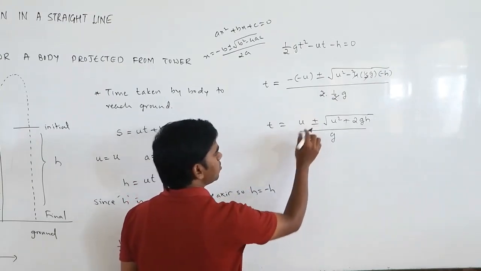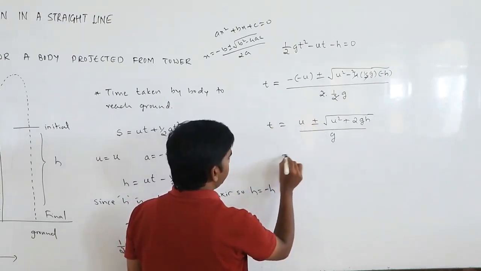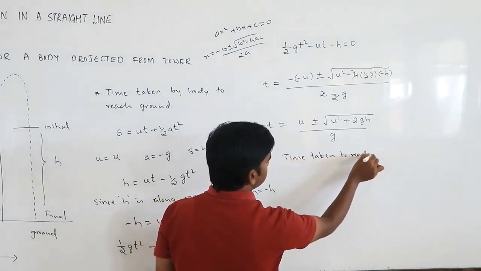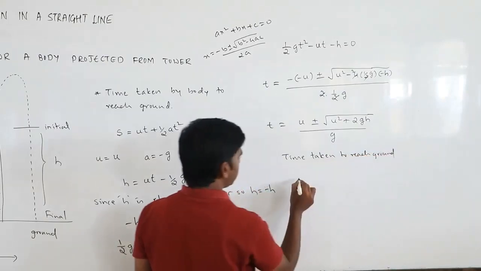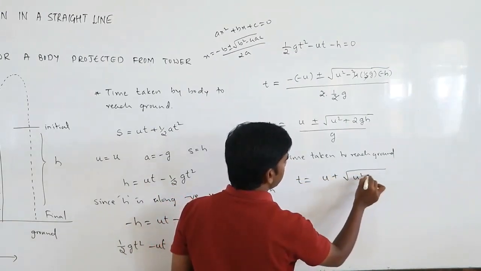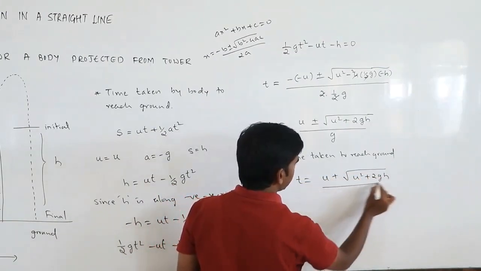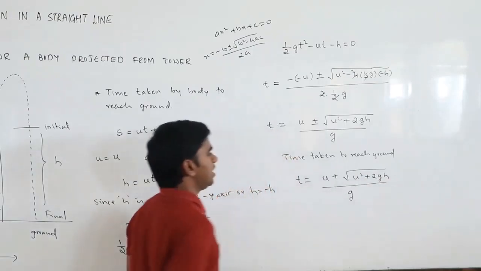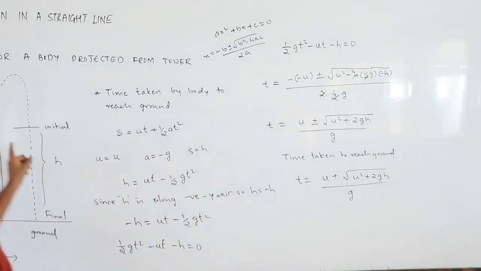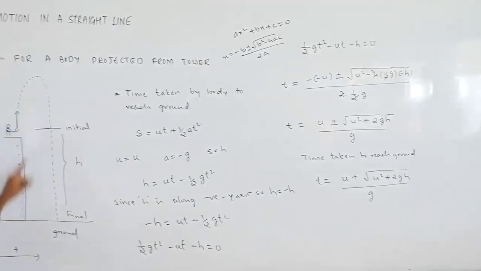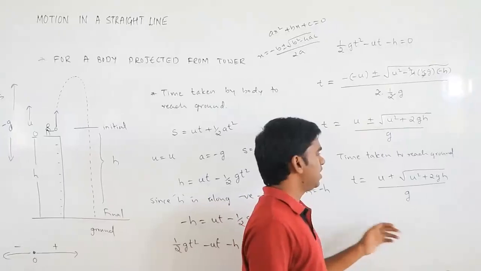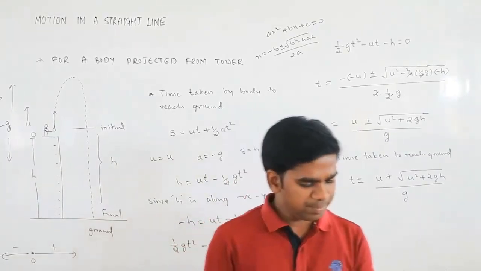But time will not be negative, so no need to take plus or minus. So the time taken to reach the ground is t equals u plus root of u square plus 2gh, whole divided by g. This is the final equation. You can calculate the time of flight, meaning the total time taken to reach the ground when you project it from a tower.